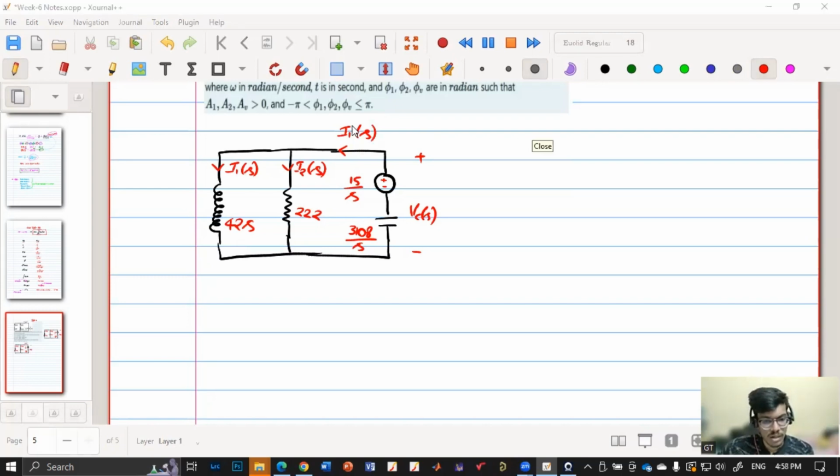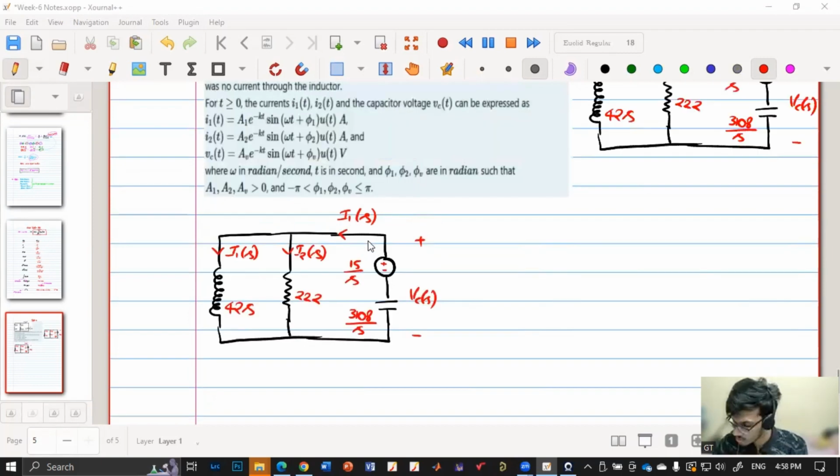Yeah, and mesh analysis also you can do. Anything you can do. But my way of solving is we can combine these two, so then we'll get an equivalent circuit. Then we can directly apply voltage by the net impedance. Which is also again KCL, because there you'll be getting two equations, and if you convert that into one equation, you'll be getting like this.